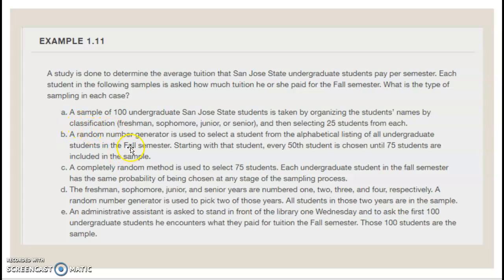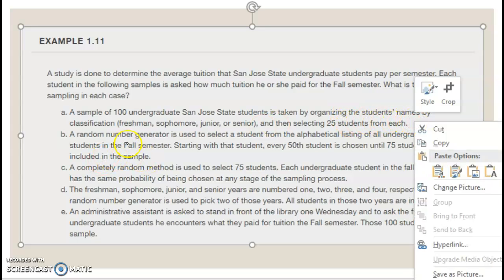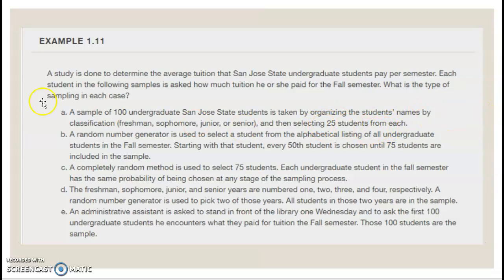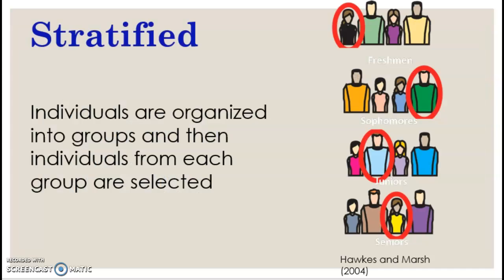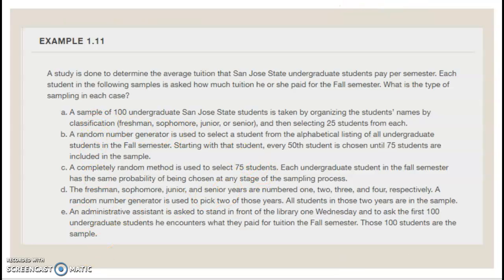A sample of 100 undergraduate San Jose State students is taken by organizing the students' names by classification, freshman, sophomore, junior, or senior, and then selecting 25 students from each. So that's actually the picture that we had right here. Freshmen, sophomores, juniors, and seniors, and select some from each. So that would be stratified.